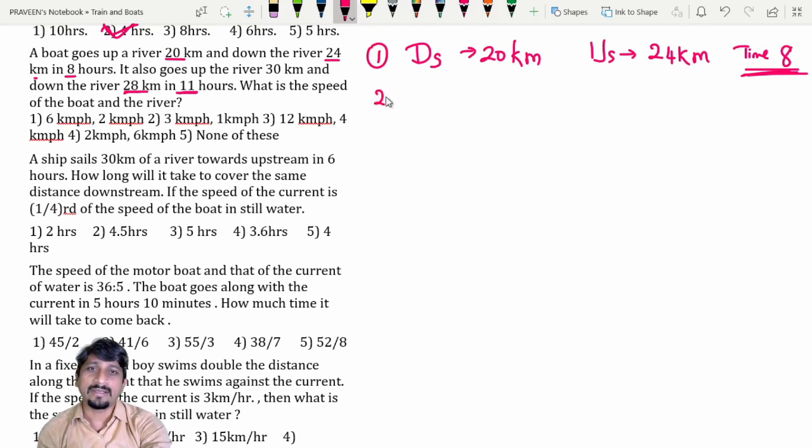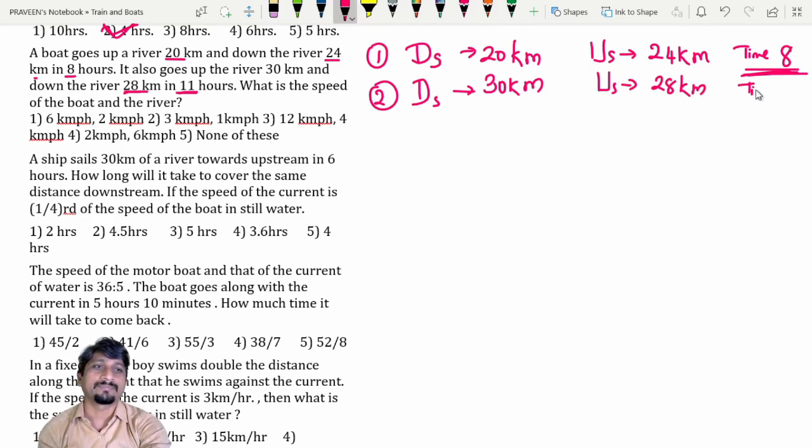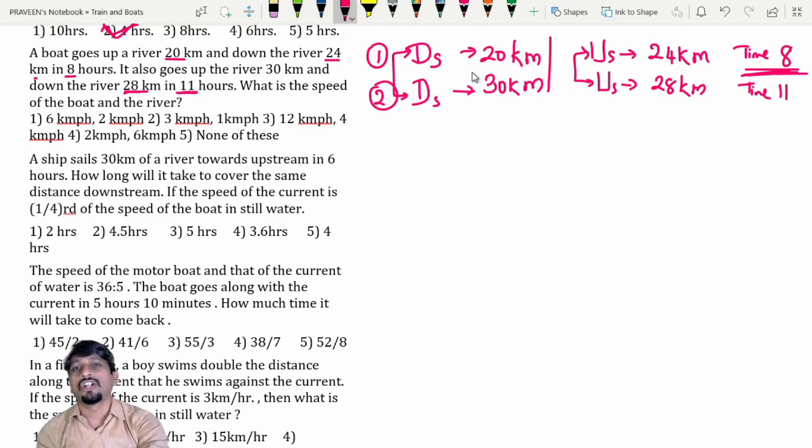This is the first set, and there is one more set as well. This is the distance, this is not downstream speed. How much? 30 kilometer. And upstream it is going how much? 28 kilometer. And time taken is 11 hours. How do I convert? So this is distance, this is distance. Now what I know is the speed here and speed here are same, right? That both the speeds are same here. This is what we have to understand. And the speed here is also same because this is upstream speed and this is downstream speed.